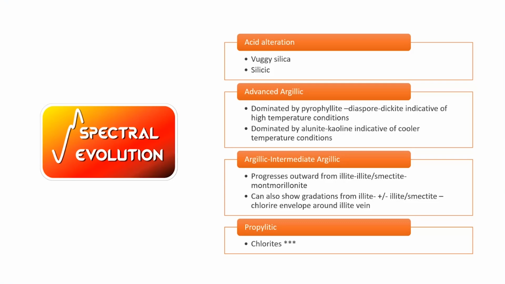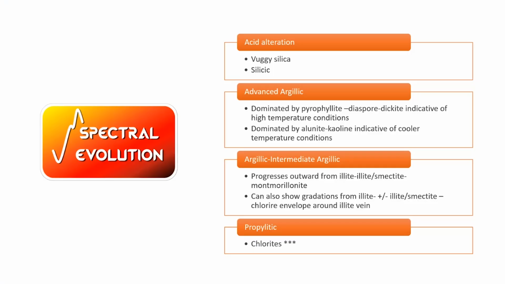Higher temperature conditions are characterized by minerals such as pyrophyllite, diaspore, and dickite, while cooler conditions transition into assemblages dominated by alunite and kaolinite. Outward from the core, we transition into argillic to intermediate argillic alteration. Here we see progressive mineralogical changes from illite into mixed layer illite-smectite, and eventually montmorillonite. In many cases, these zones develop gradational envelopes, including chlorite-bearing halos surrounding illite-rich veins.